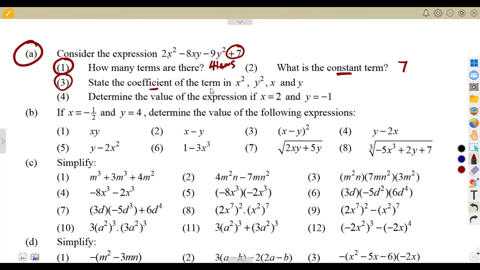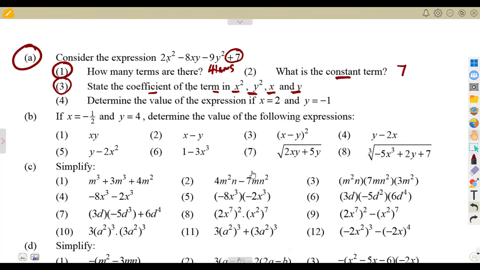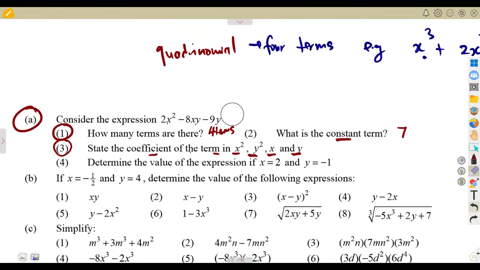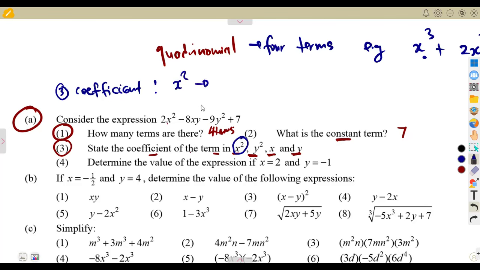Then state the coefficient of the term in x squared, y squared, in x and in y. Take note, the coefficient is the number that is affecting that letter. The first one is the coefficient in x squared. What is going to be the coefficient affecting x squared? We have x squared here. The coefficient is the number multiplying x squared, which is a 2.